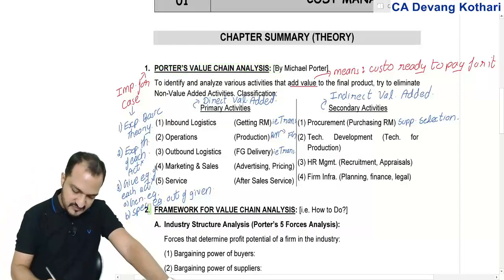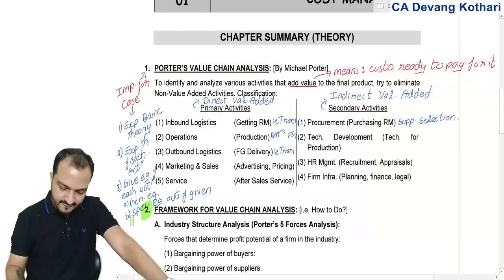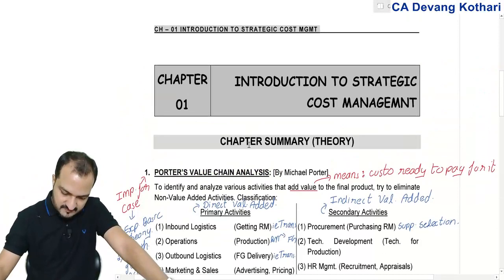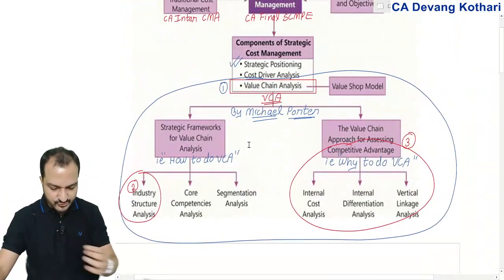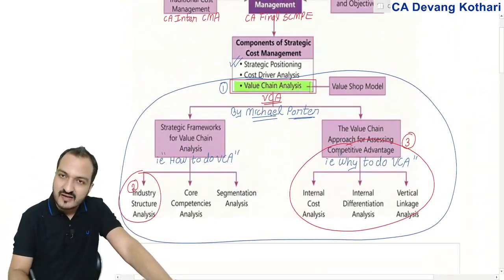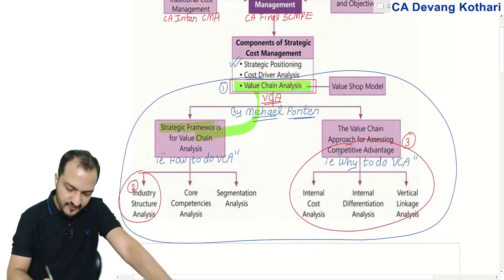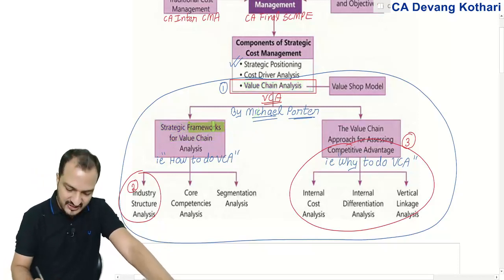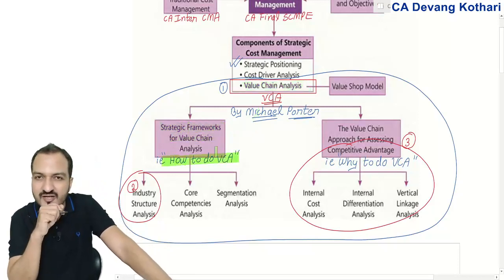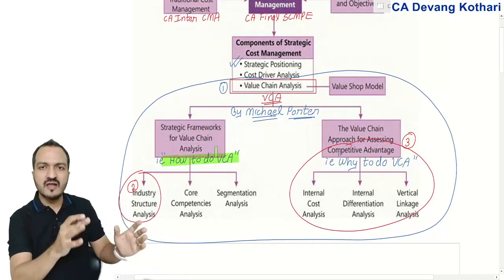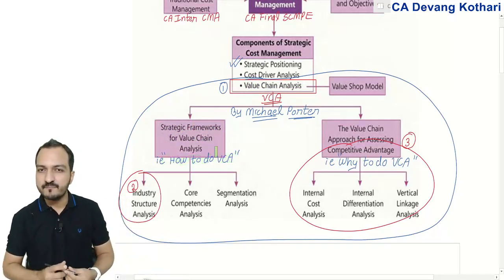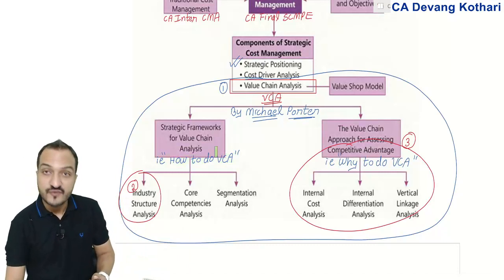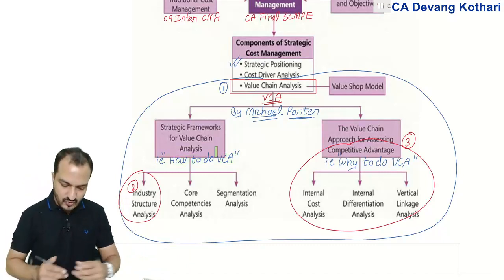Going further, the second main topic in the chapter is, like I showed you here, within value chain analysis, we are going to learn the framework for value chain analysis. The framework basically explains how you are going to do the value chain analysis. In order to analyze the value chain of my company, in order to do analysis of activities in my company, I need to analyze three things.